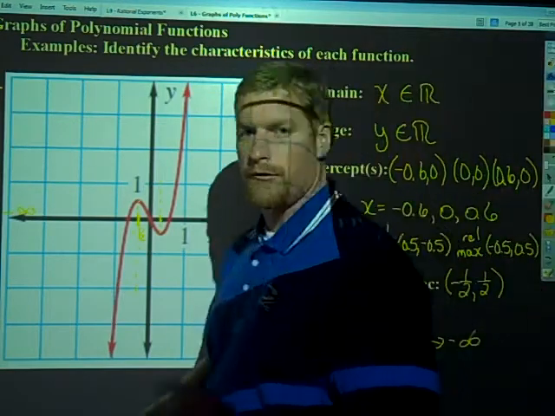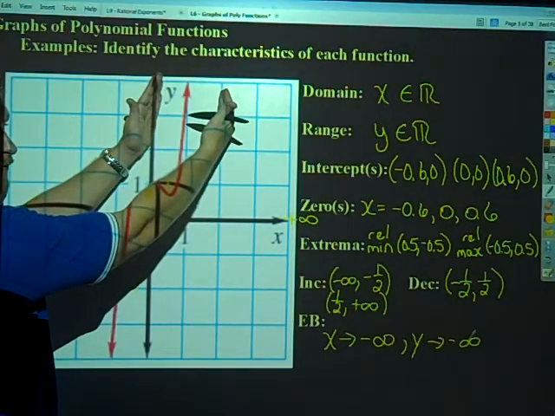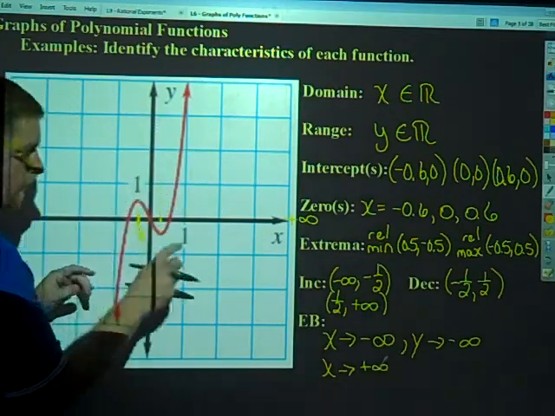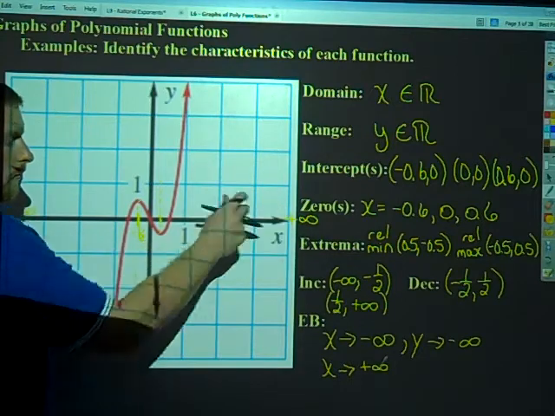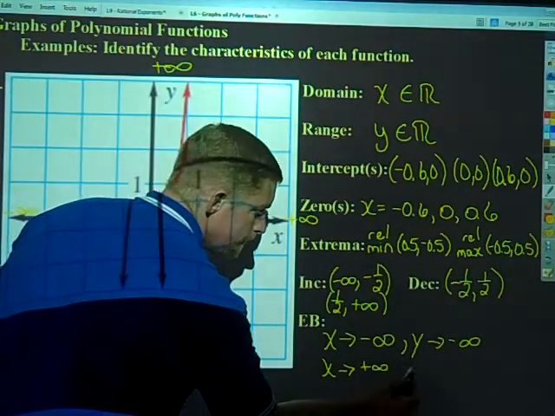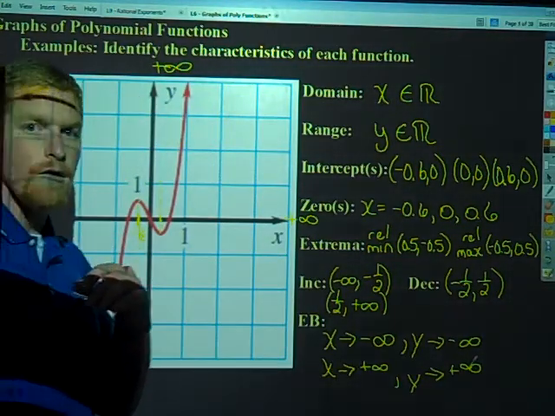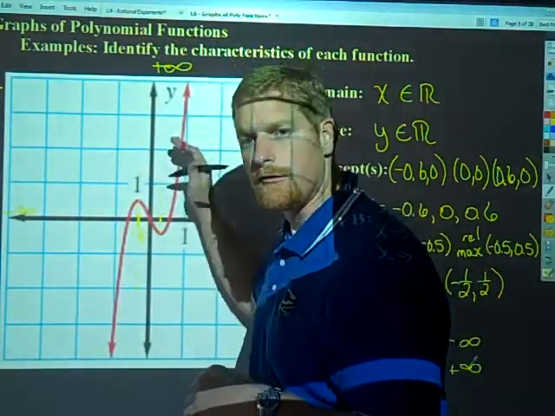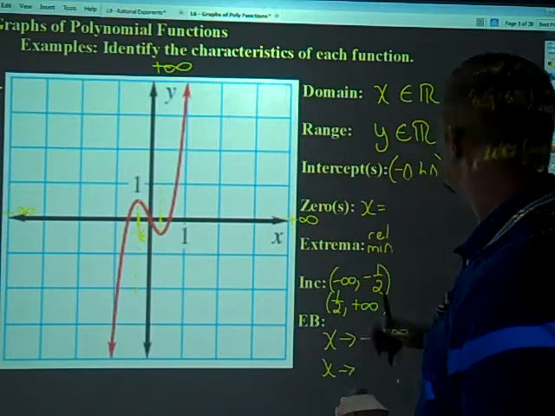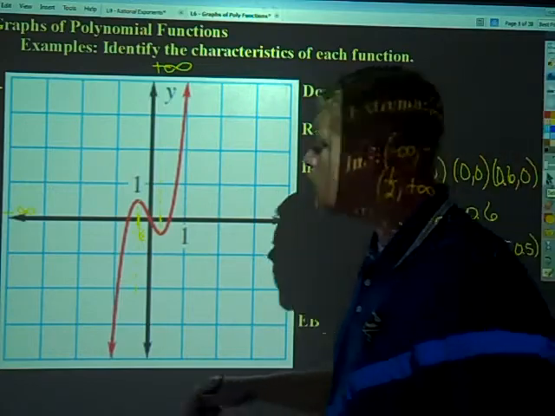All right, let's talk about the other direction, because there are two ways that this function heads. This direction and that direction. As x approaches positive infinity, as I start going this way with my function, I notice that my y values continue to head in the positive infinity direction. So y approaches positive infinity. All right, so there are the characteristics of a function based on looking at the graph, and moving on from there, I want to look at just one more example.